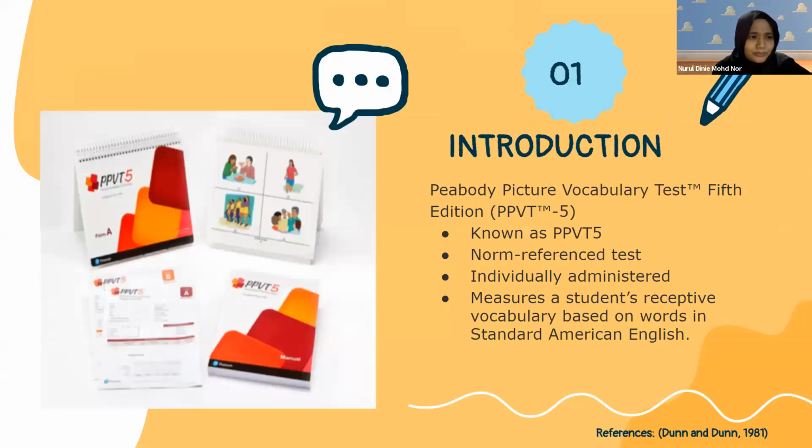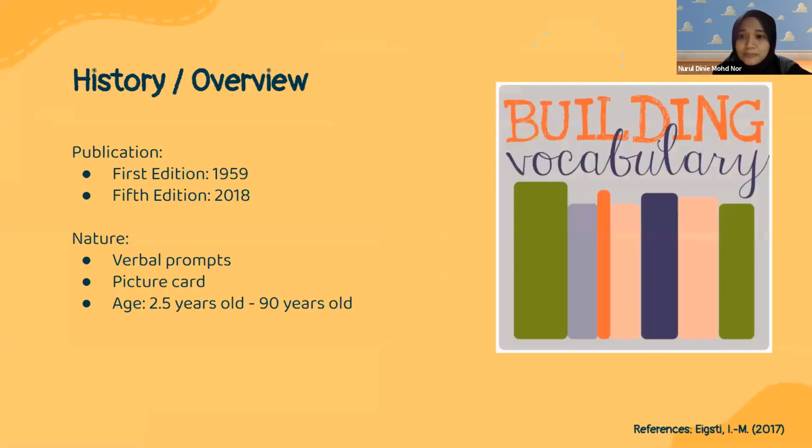Okay, so the Peabody Picture Vocabulary Test, 5th edition, is also known as PPVT-5. It is a norm-referenced test and it's individually administered. What it does is measure the student's receptive vocabulary based on the words in standard American English.